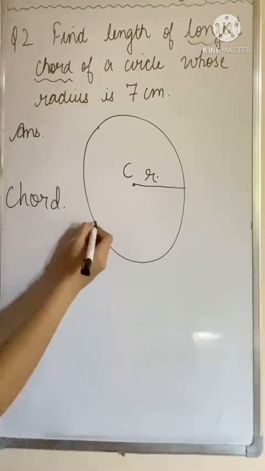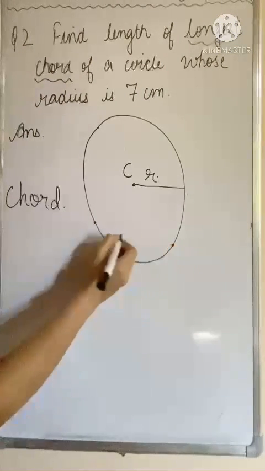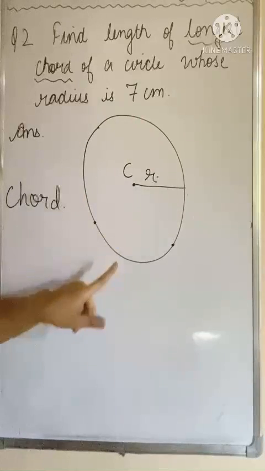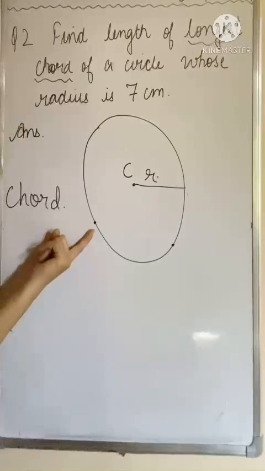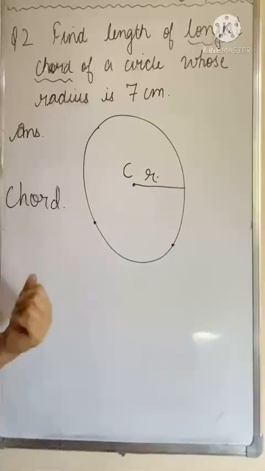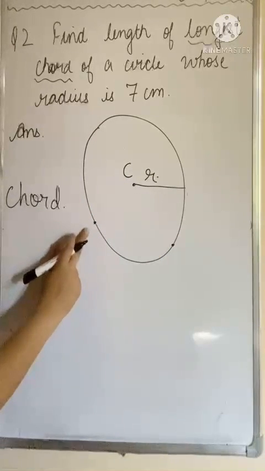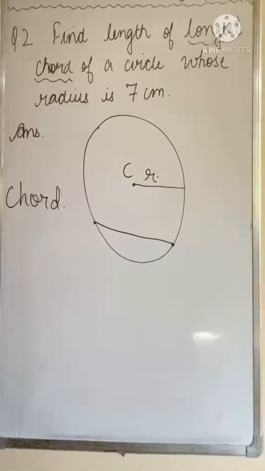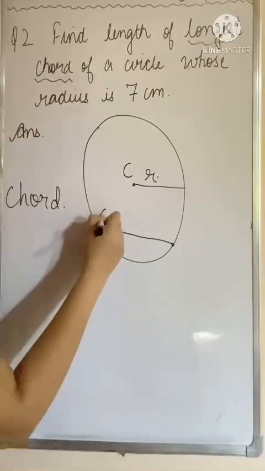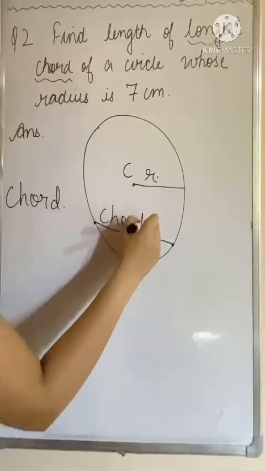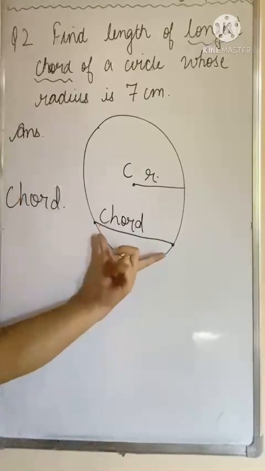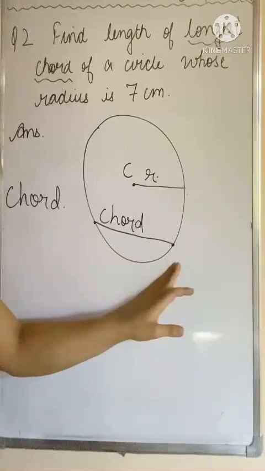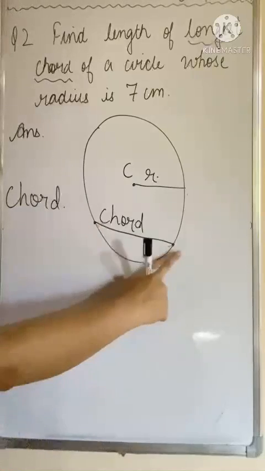Let's suppose I have taken 2 points on the circle. The points must be on the circle only. It should not be inside or outside. I have taken 2 points which are on the boundary of the circle. Now let's join the points. This is the line which is formed by joining these 2 points. So this line over here is called a chord. So what is a chord? A chord is a line segment which is formed by joining 2 points on the circle, right? So this line is called a chord.